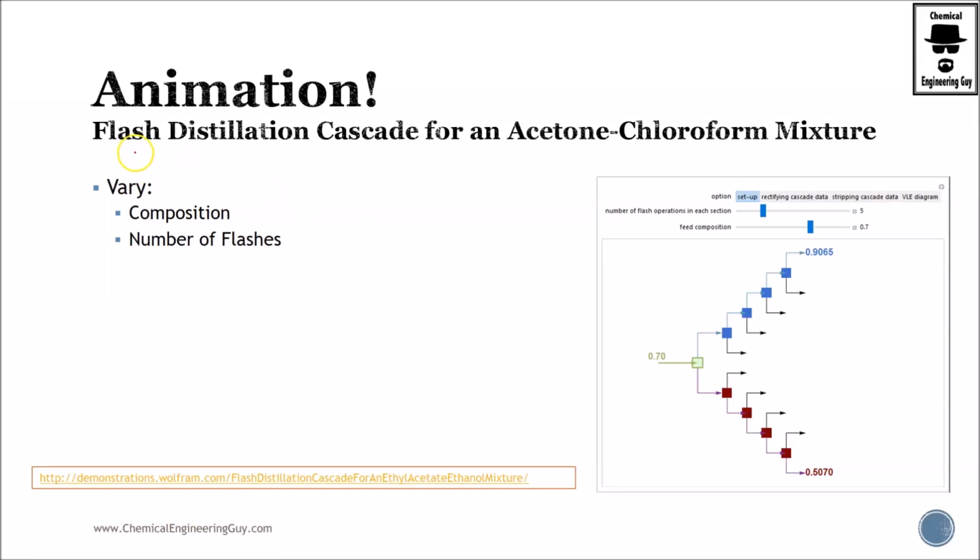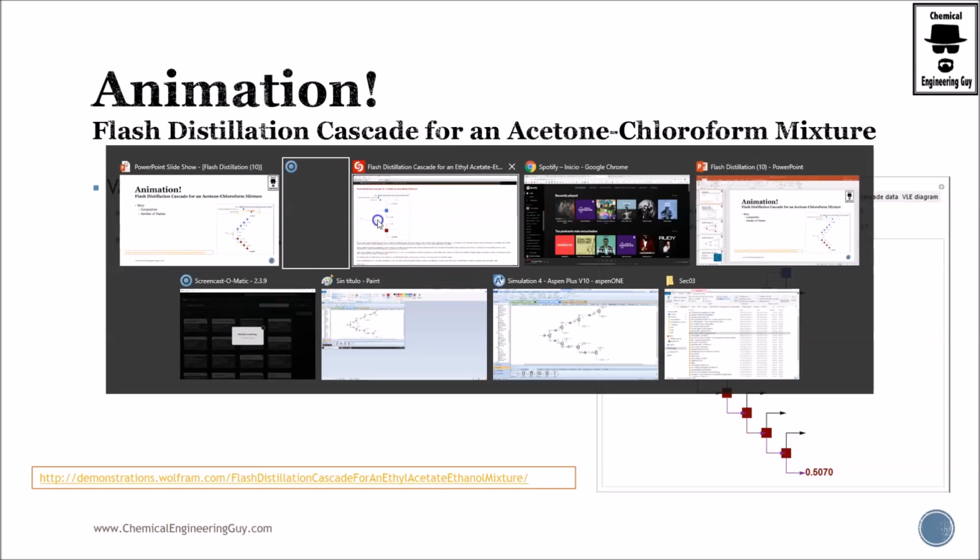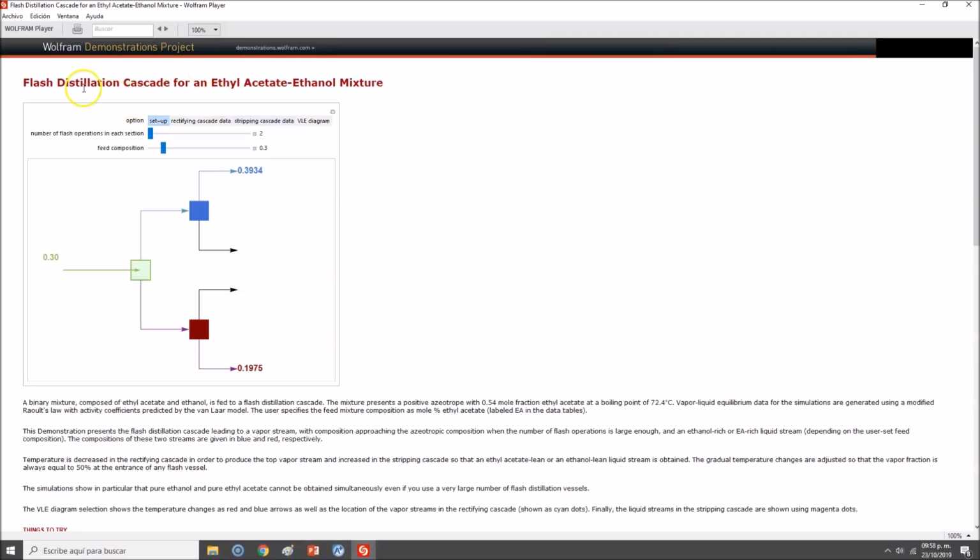In the next animation, we are going to be doing something similar as we did in the simulation right here. But of course, we're going to be using the animation, which is easier. We don't need to add streams, blocks, and ensure the compositions. We just need to move and scroll the numbers, and then we will see. Okay, so here it goes. The flash distillation cascade for ethyl acetate and ethanol.